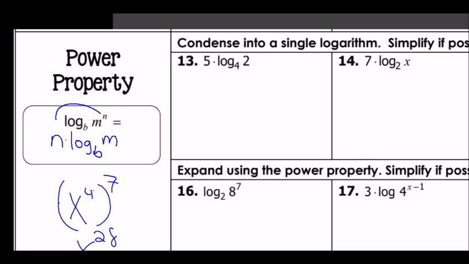So right now we're condensing, even though it doesn't make it that much smaller. I have this 5 out here in front. Where does it need to go? Up into the exponent. So you'd have log base 4 of 2 to the 5th power. Should I deal with 2 to the 5th power, or leave it alone? You can, so you could do log base 4 of 32.